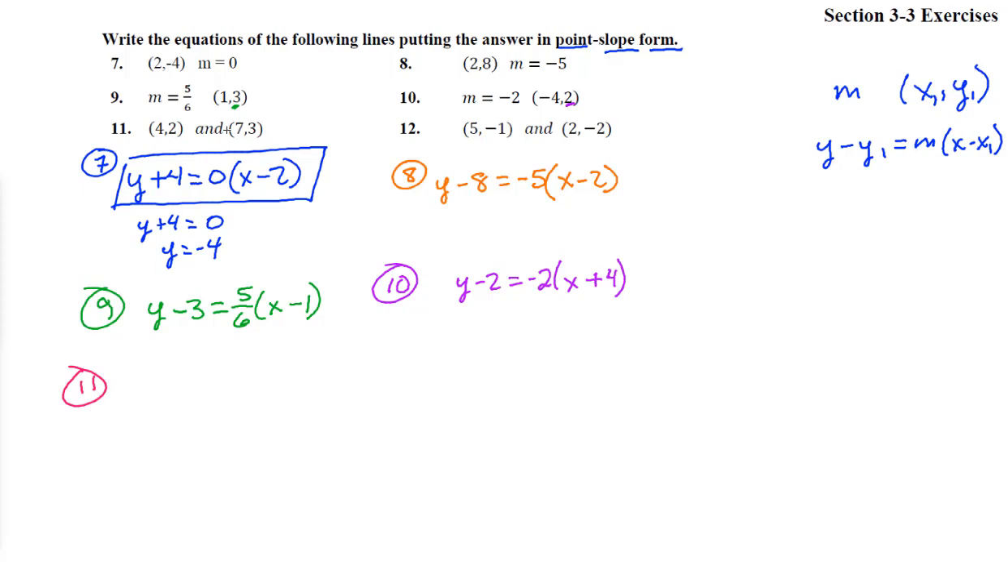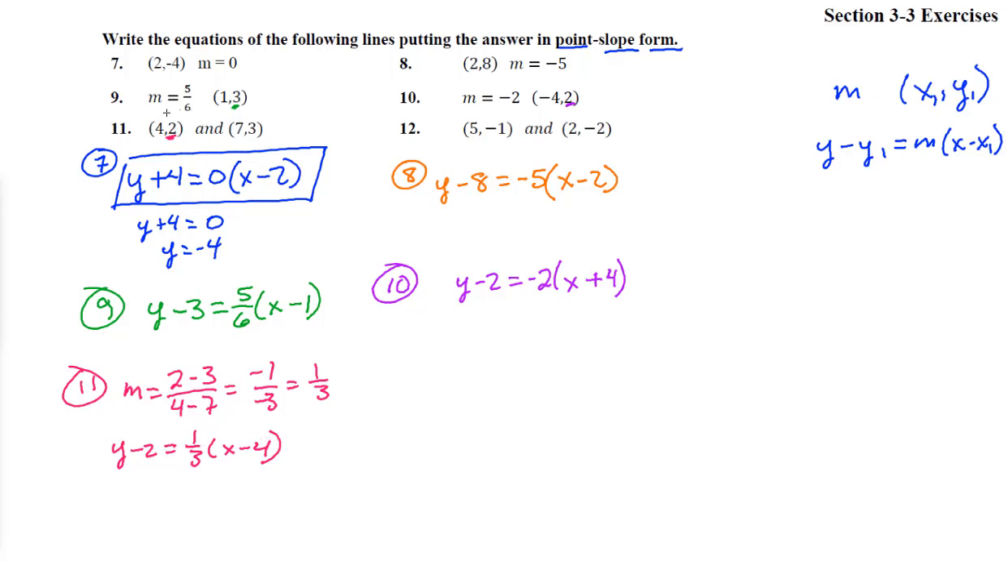We don't have a slope, so we need to find the slope first. So slope is y minus y over x minus x. That's a negative 1 over a negative 3. That's a positive 1/3. So this is y minus, there's the y value, y minus 2 equals m, x minus 4. And then you can simplify that down.